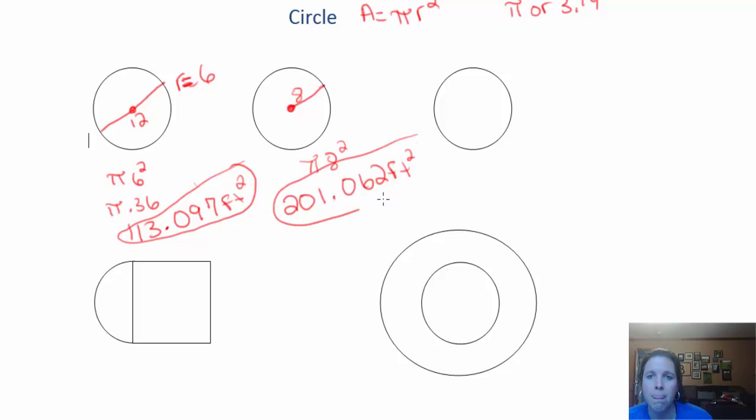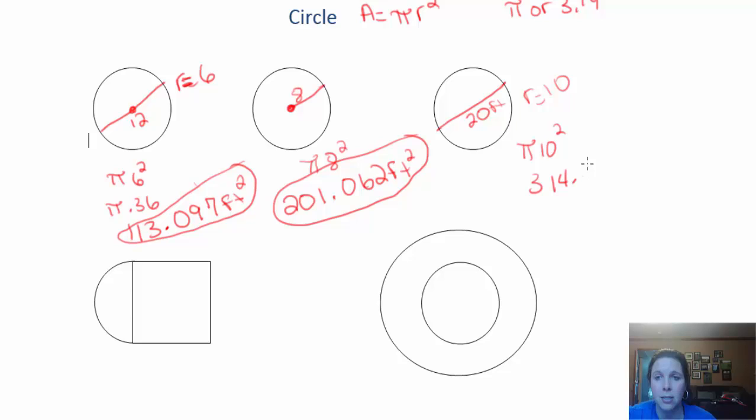This one right here is 20 feet again, so you need the radius again, which is 10. So again, you can put pi times 10 squared right into your calculator, which all you do is move your decimal over on pi. That's 314.16, because it would round. Feet squared. Don't forget the squared.